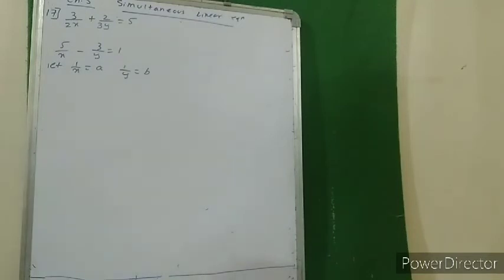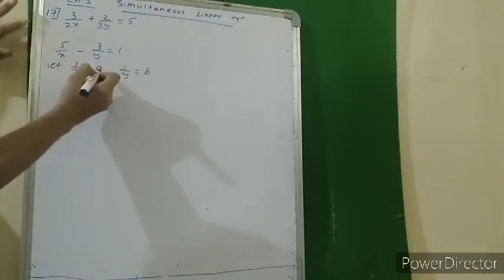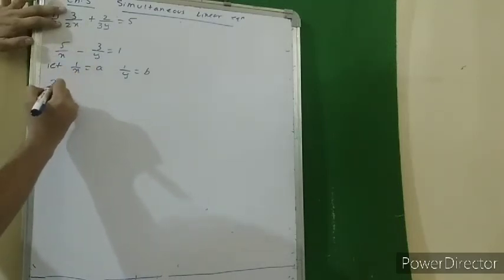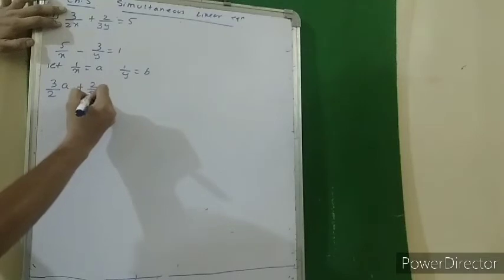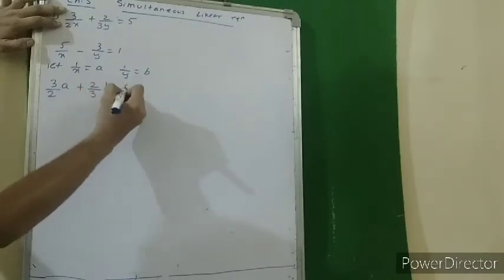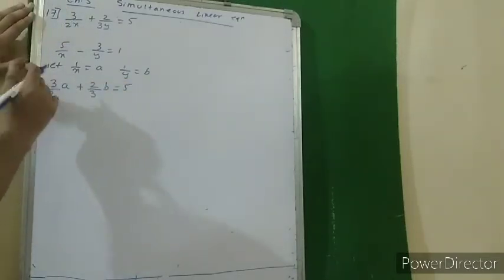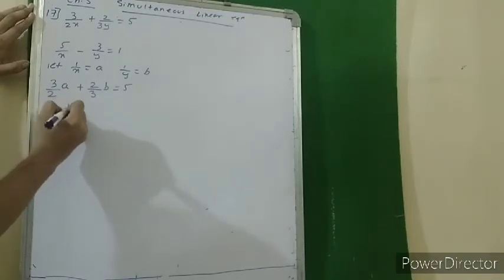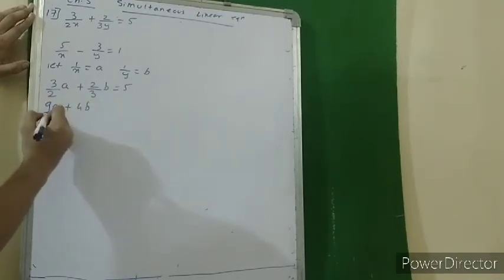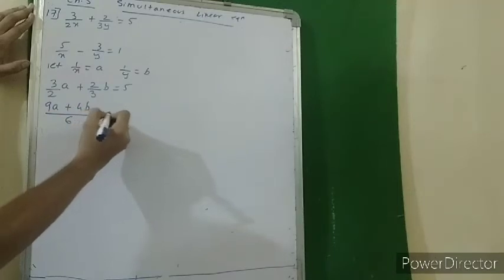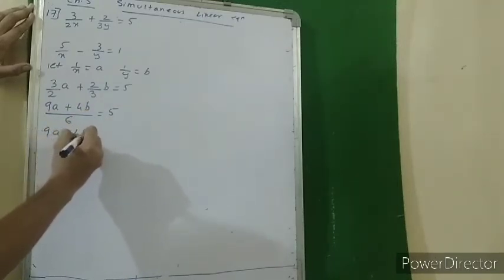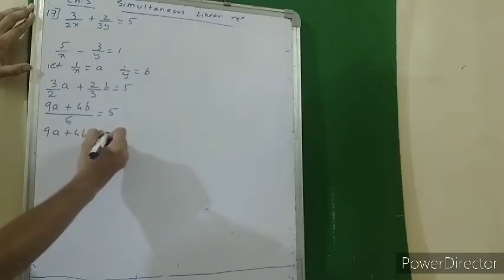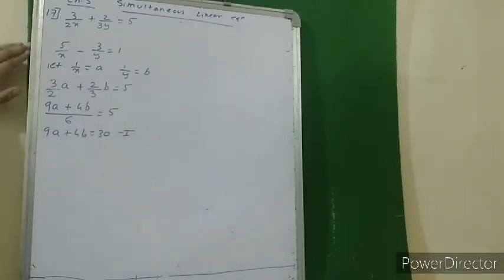You can take u and v also. Okay, no issues. So as 1 upon x is equal to a, so we have 3 upon 2a plus 2 upon 3b is equal to 5. Okay, so 3 3s are 9a, 2 2s are 4b, 6 5s are 30. So we have 9a plus 4b is equal to 30. We have equation number 1.